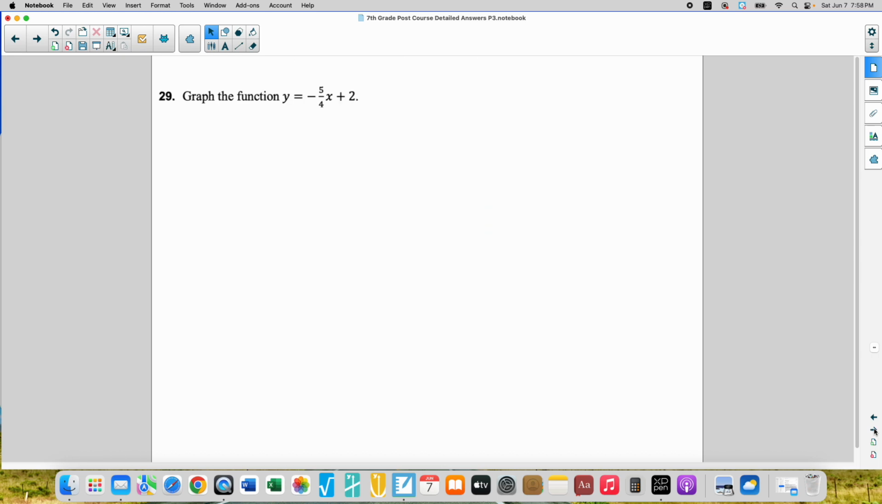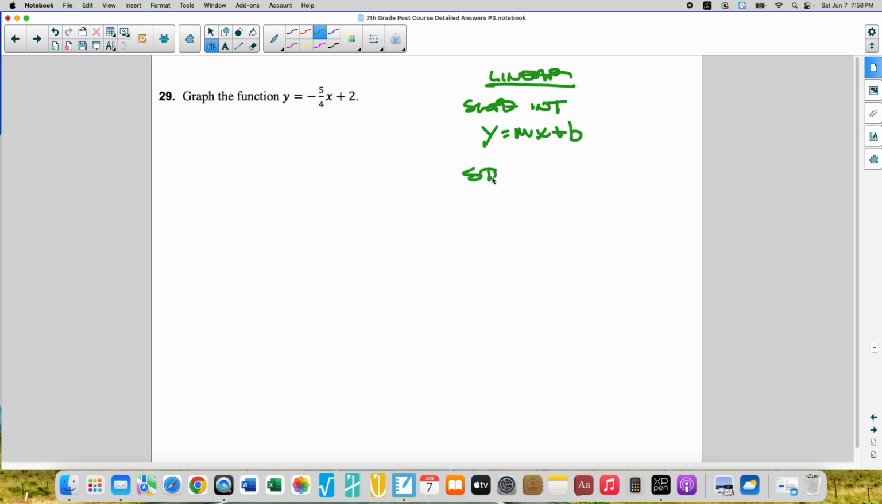Graph the function y equals negative 5/4 x plus 2. So we went over this on page 2, that there are 3 different linear equations. Examples of linear equations are slope-intercept form, and slope-intercept form is y equals mx plus b.